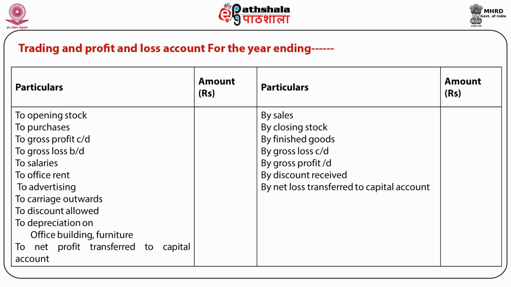The trading and profit and loss account is given here. All expenses such as purchases are shown on the debit side, whereas sales are shown on the credit side, where the indirect expenses are also shown on the debit side and all indirect incomes are shown on the credit side. And with the help of this account, after preparing the trading account, gross profit or loss is determined, and after preparing the profit and loss account, net profit or net loss is assessed.